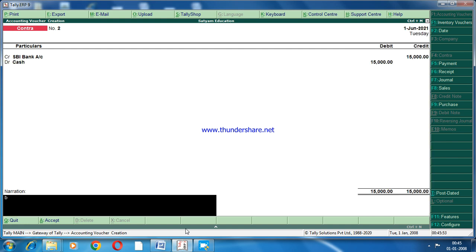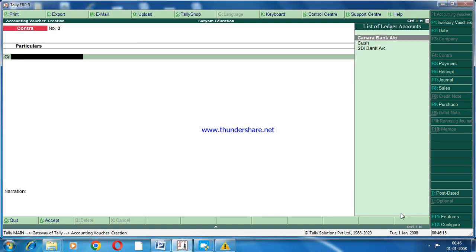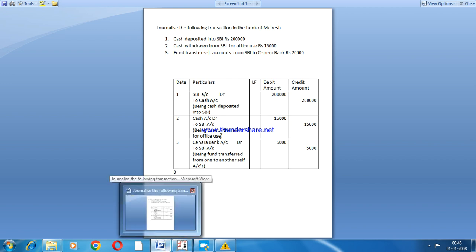Write the narration: being cash withdrawn from bank for office use. And click on the yes option. The second entry is over. Now we are going to do the third entry, fund transfer from one account to another account. Here Canara Bank account debit to SBI account.